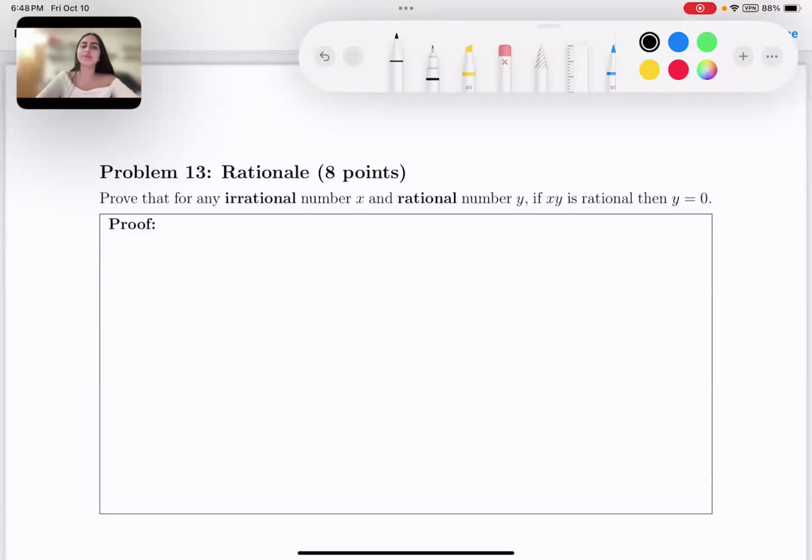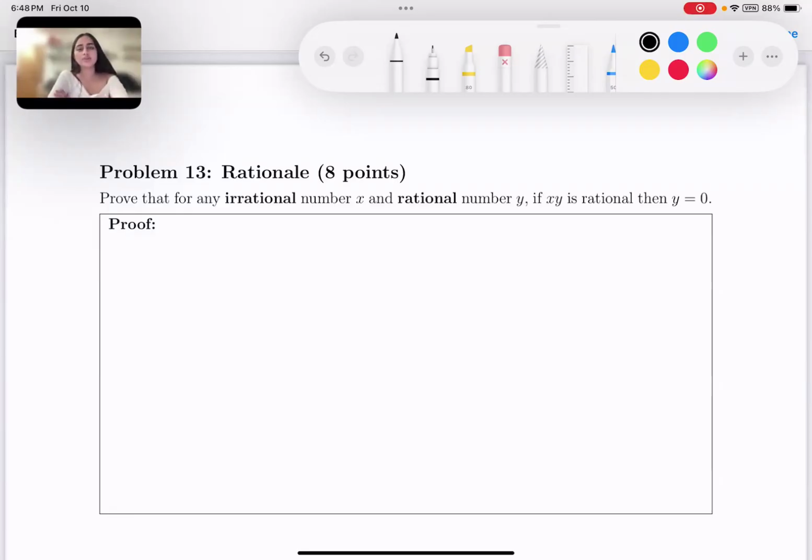Hi, we're going to be working on problem 13 of practice exam 2 in preparation for exam 1 of fall 2025. This problem asks us to prove that for any irrational number x and rational number y, if xy is rational, then y is equal to 0.